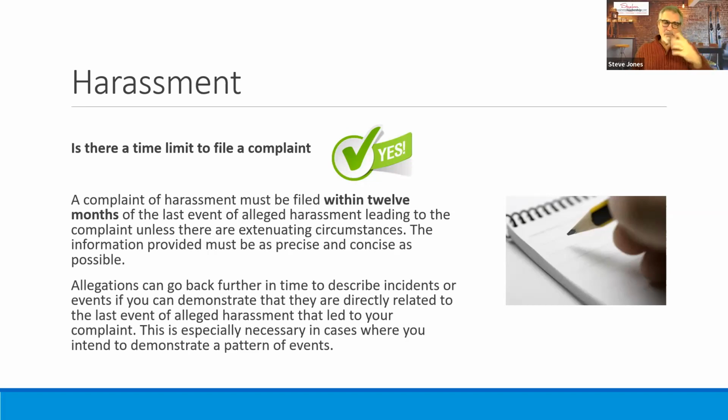The reason why they put these time limits on it, and I think everyone's got various opinions about it, is to say if it's real, you should complain about it. And so it's encouraging people to not let things go on forever, thinking it might go away.